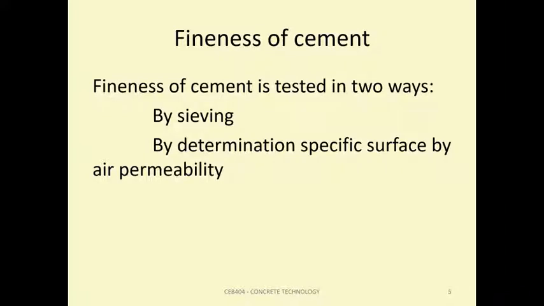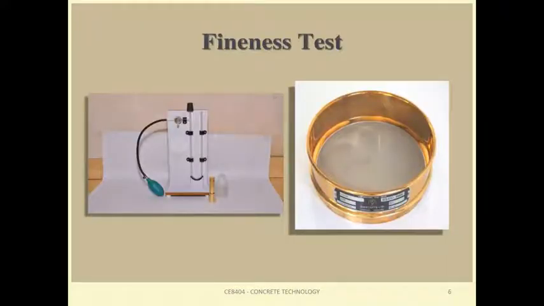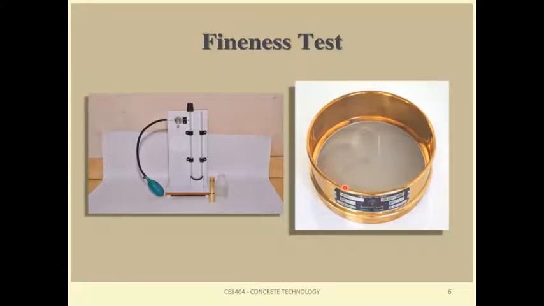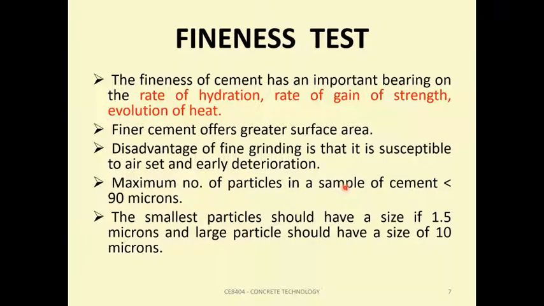The first one is the fineness of the cement. The fineness of the cement can be tested in two ways, that is by sieving and by the air permeability method. On the left side we can see the Blaine's apparatus, and on the right side we can see the sieve testers. What is the fineness of cement, and why is it important? Because the fineness of cement is nothing but the greater surface area the cement offers.